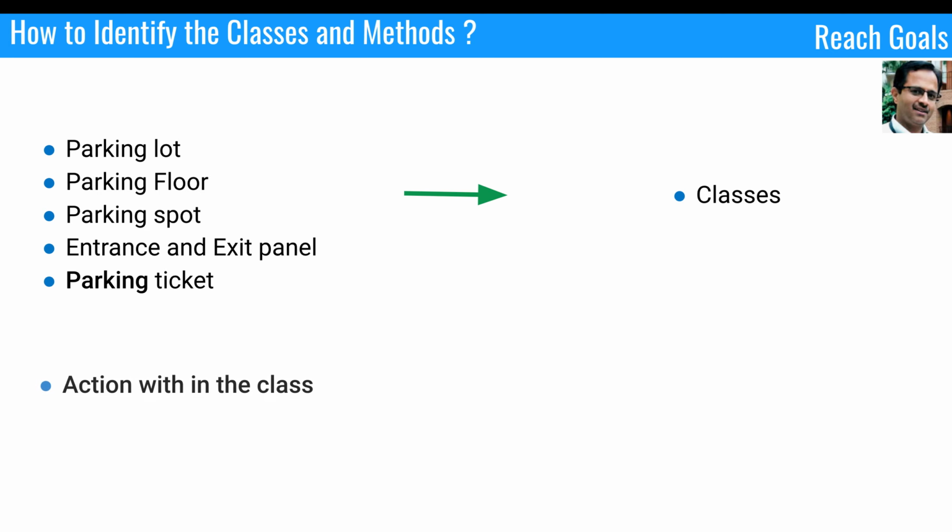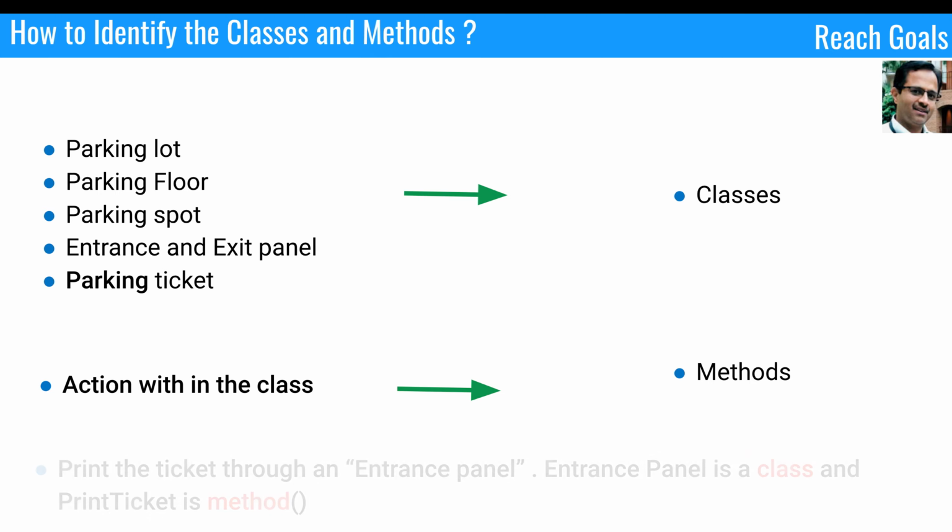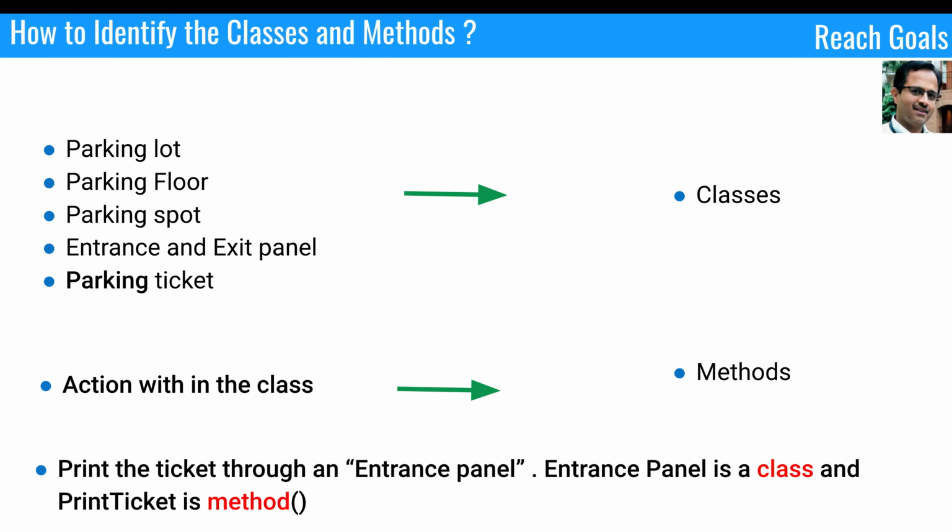Basically, when you have an object inside a parking lot, then that object is called a class. And if you're able to do an action with an object, then the action is called a method. Also, we need to find the relationship between the different classes, which is really an interesting area in system design. For example, you see an entrance panel object in the parking lot and you can print the ticket through the entrance panel. Now, the entrance panel is a class and printing is an action, also called a method, in the entrance panel class.